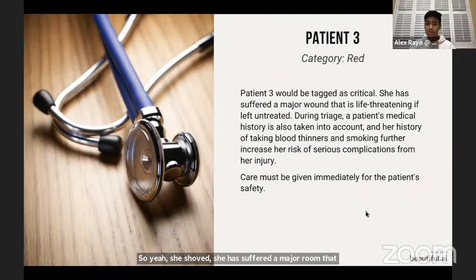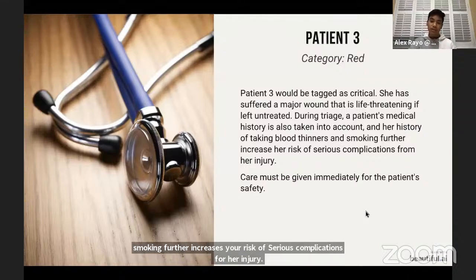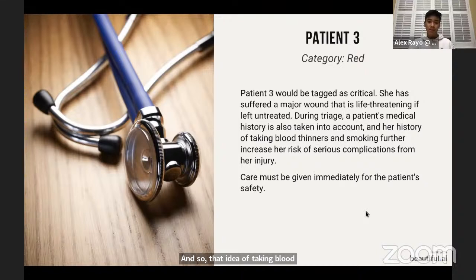And so this is also another important thing to note. During triage, a patient's medical history is taken into account, and her history of taking blood thinners and smoking further increases her risk of serious complications from her injury. And the idea of taking blood thinners is really important when we look at blood loss because we don't want her to bleed out anymore. So yeah, care must be given relatively immediately for the patient's safety. So that's why she's categorized as critical. So nice job, everyone.